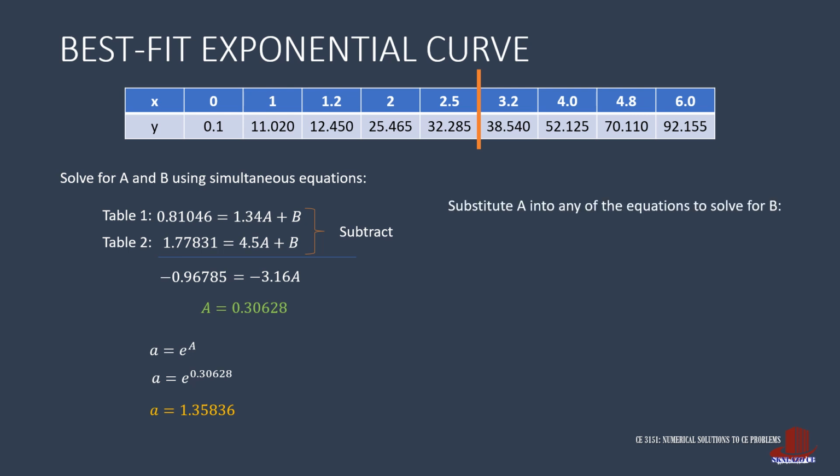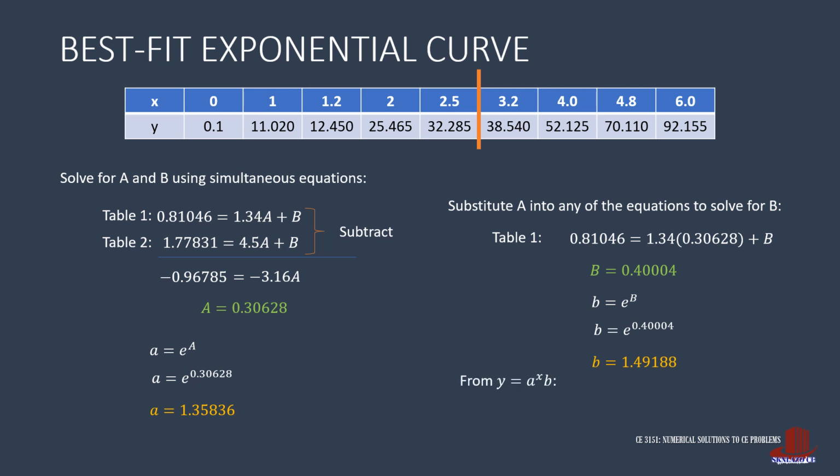Use A to solve for B from any of the equations, say using Table 1. The function then is 0.81046 as equal to 1.34 times 0.30628 plus b, giving b as 0.40004. b is then raised to 0.40004, where it is solved as 1.49188. So the best fit exponential curve for the dataset is 1.35836 raised to x multiplied by 1.49188.